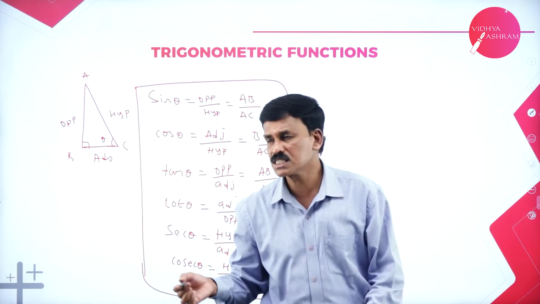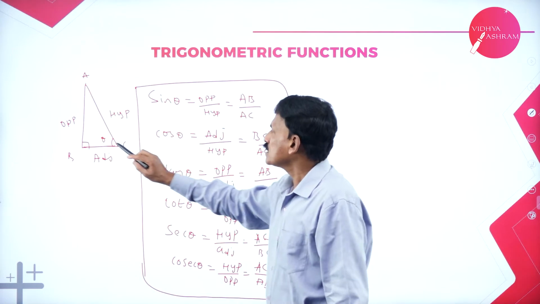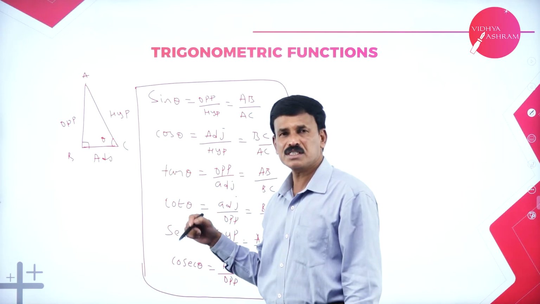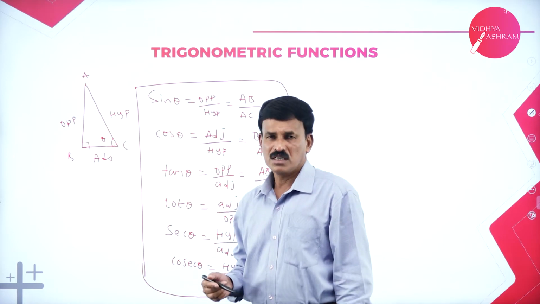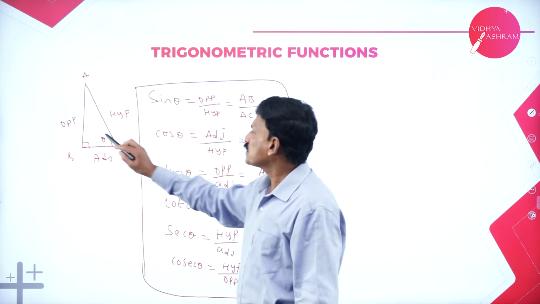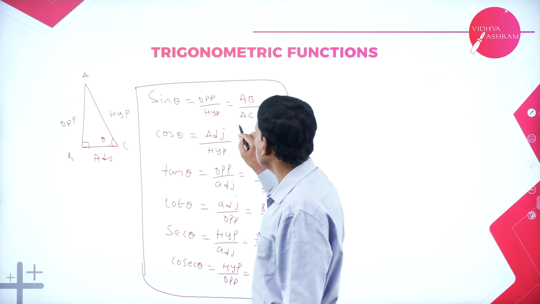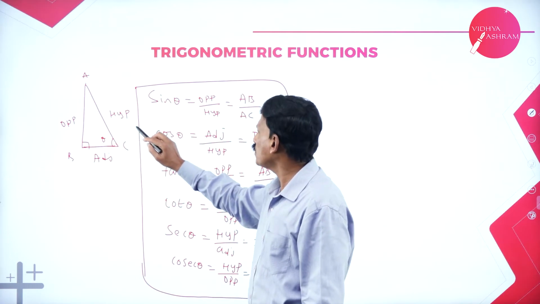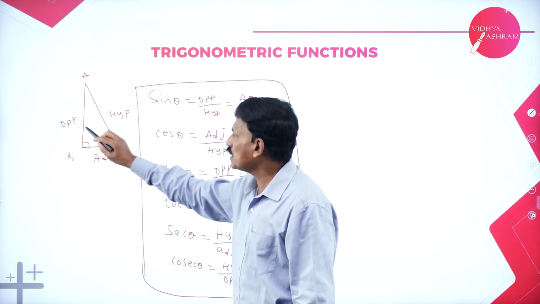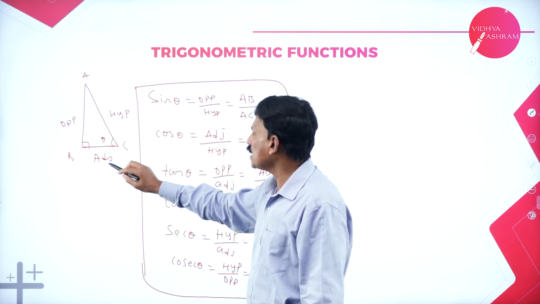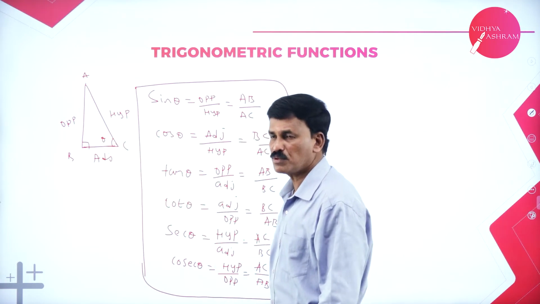Just recall it, that's it. So what is sine theta? This is the order: sine, cos, tan, cot, secant and cosecant. Further we have so many reciprocal relations and the quotient relation. So sine theta is opposite by hypotenuse, AB by AC, cos theta adjacent by hypotenuse, BC by AC, tan theta opposite by adjacent, cot theta adjacent by opposite, secant theta hypotenuse by adjacent, cosecant theta hypotenuse by opposite.